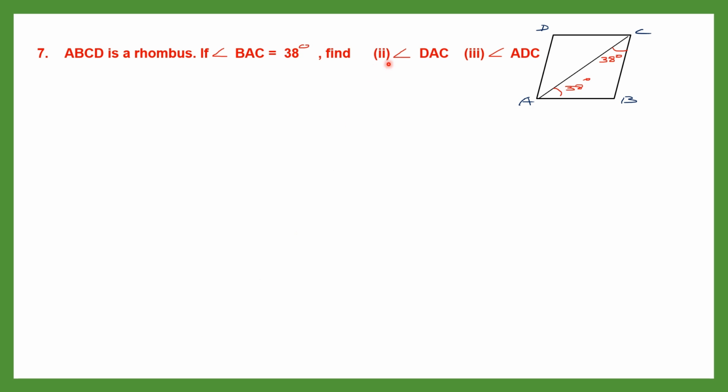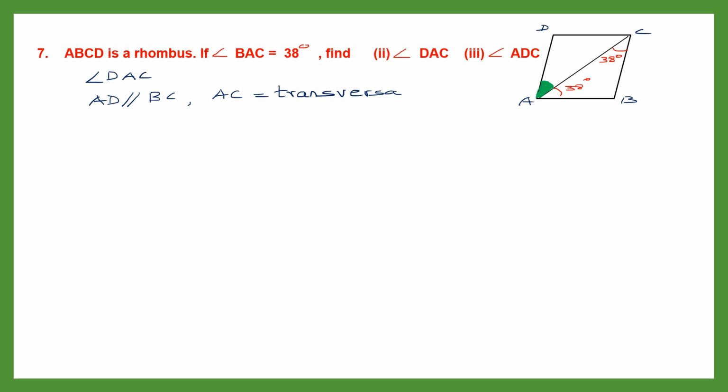Now we are going to go to the second part of the question, that is find angle DAC. Now where is DAC? D, A and C. We can mark this as A. So the angle in green is what we need to find out, angle DAC. Now let's consider AD and BC to be two parallel lines. So AD is parallel to BC. In that case, we can take AC to be a transversal.